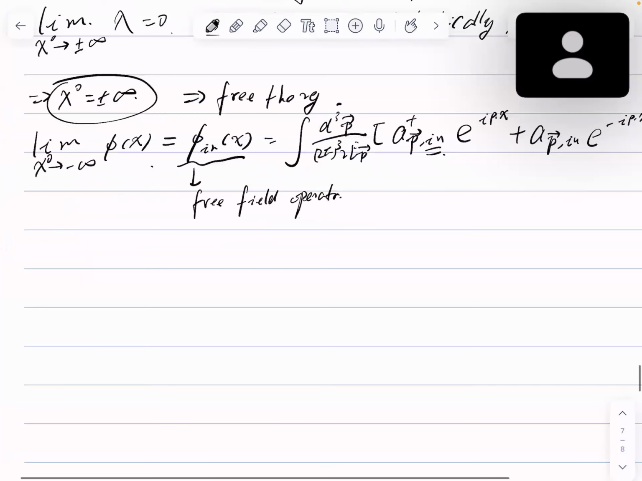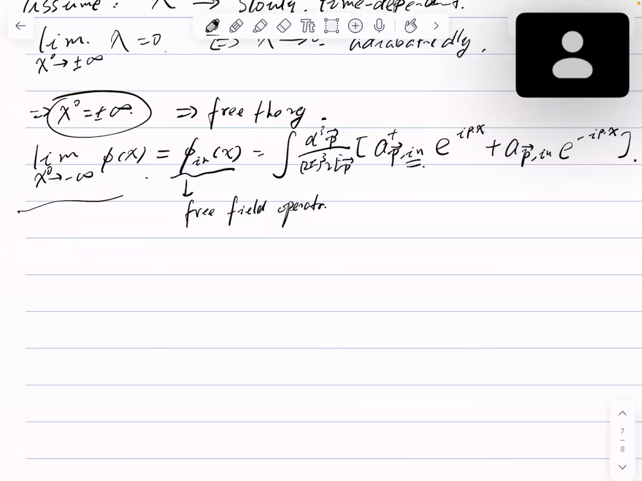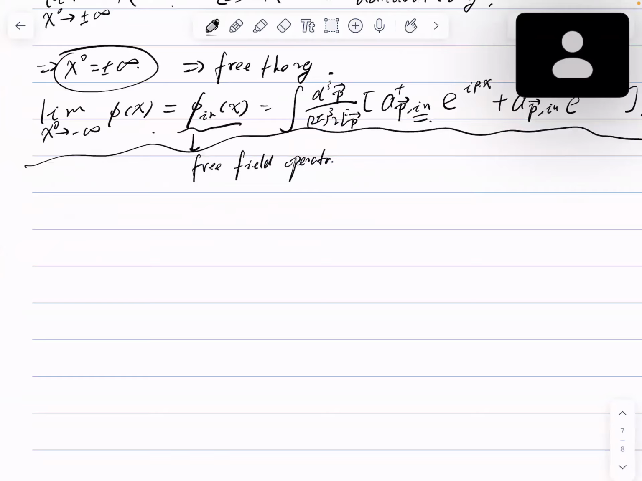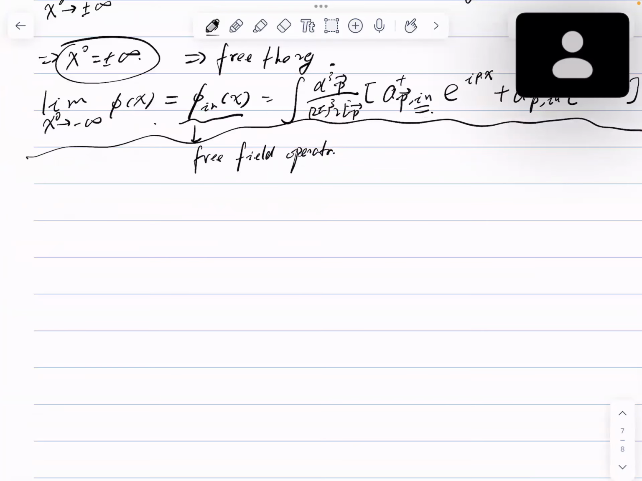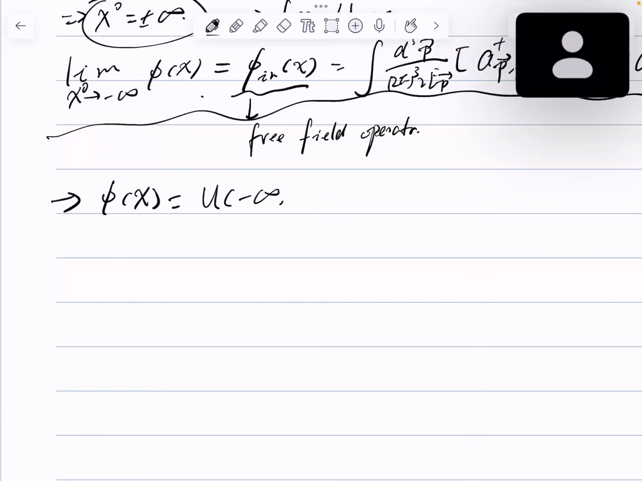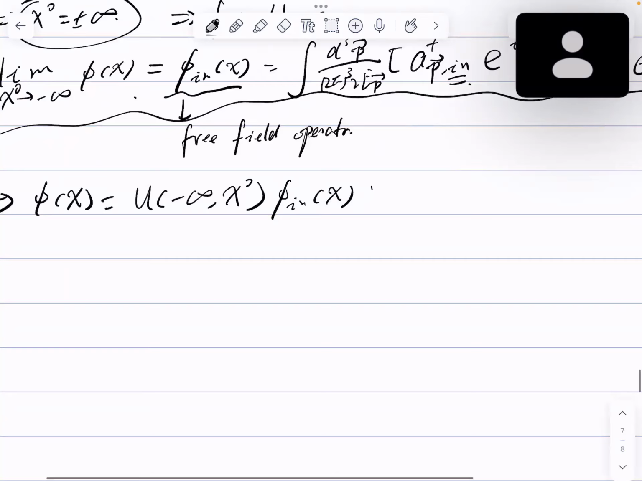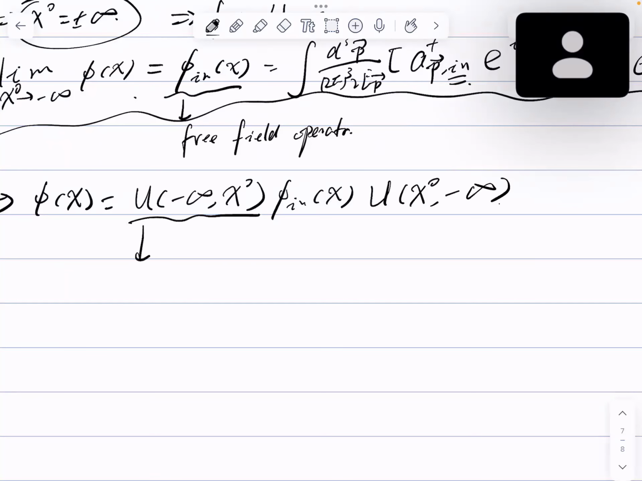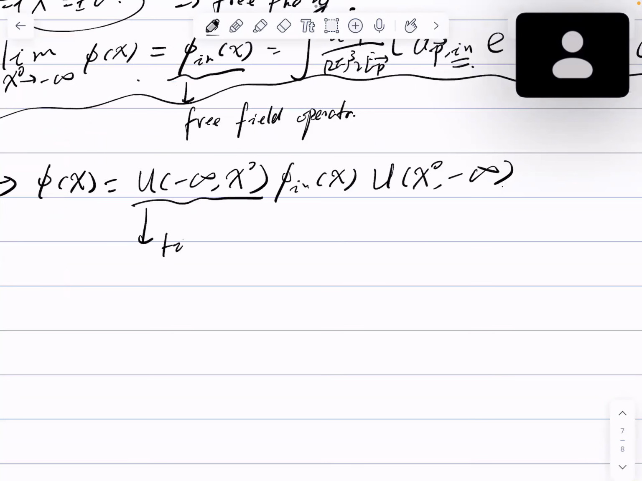So how can we express such a relation from a transformation viewpoint or perspective? Well, we can introduce the time evolution operator to express it: φ(x) equals U(x0, −∞)^† ... that is, U(∞, x0) φ_in(x) U(x0, −∞). This U is just the time evolution operator.